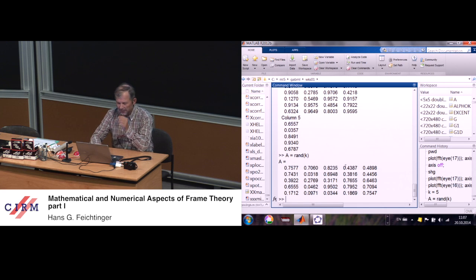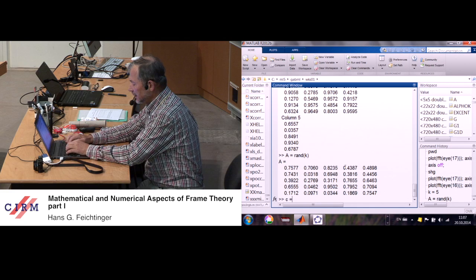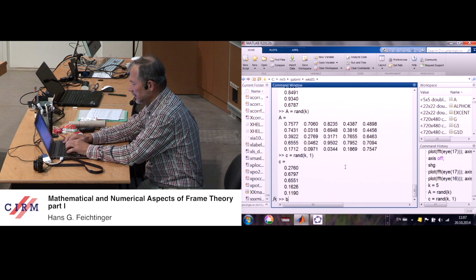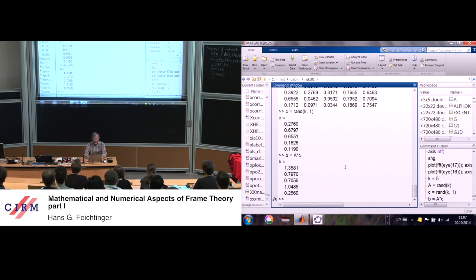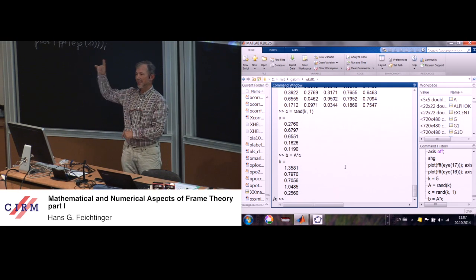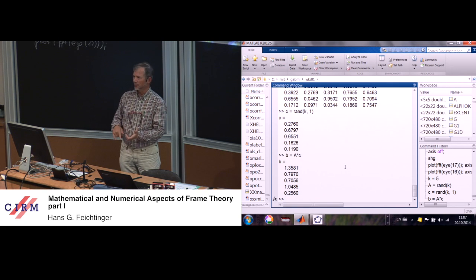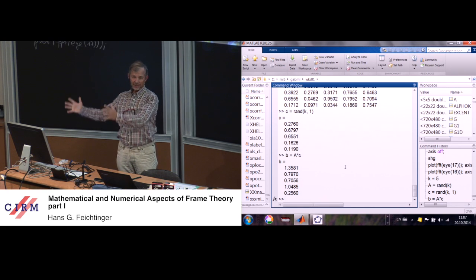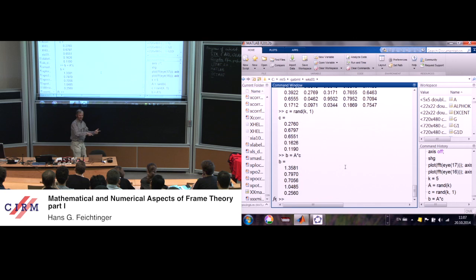Yeah, so it's better now. So C can be a random vector, a column vector of format k. If I say B is A times C, then of course I'm getting a vector. The normal interpretation is a matrix of format m times n going from Rn to Rm. So it's throwing vectors from one place to the other.